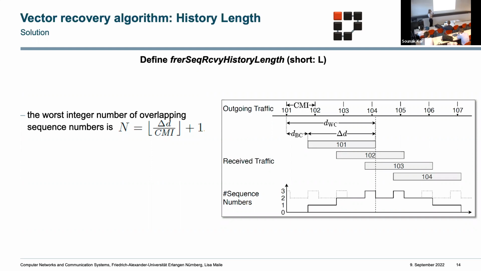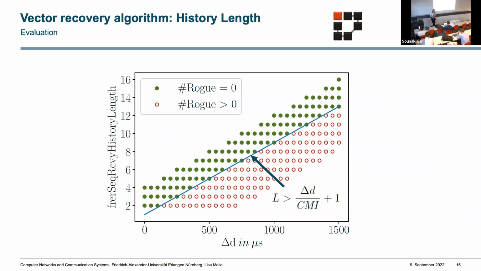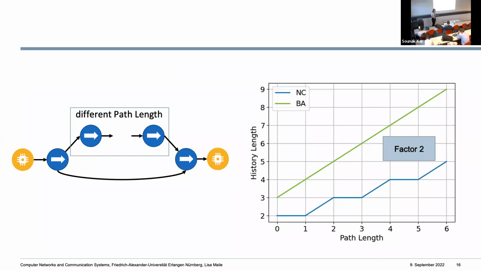But since the history is only updated at the reception of a new window, we have to get rid of this ceiling function. So this is the resulting safe configuration. And again, our simulations show that packets which are outside of the interval, which are called rogue, never occur with our configuration. For the network calculus results compared with the rule of thumb, this means that we can save some memory. So for this simple network, we can even halve the memory that we need for the safe identification.